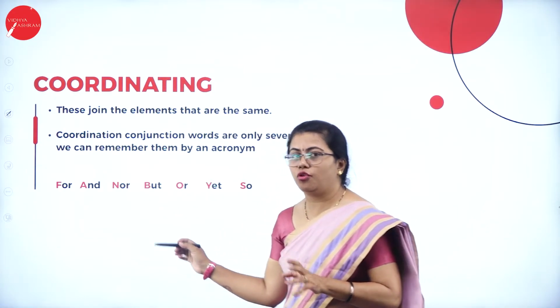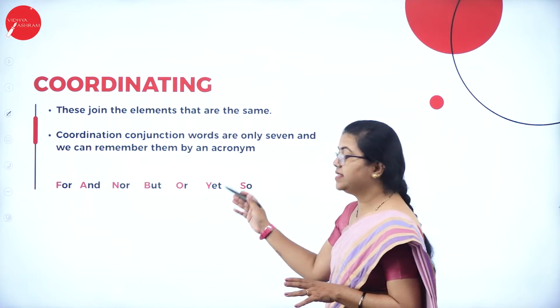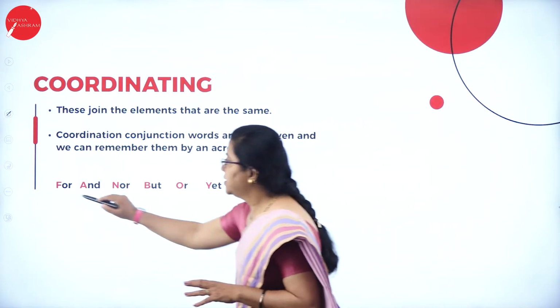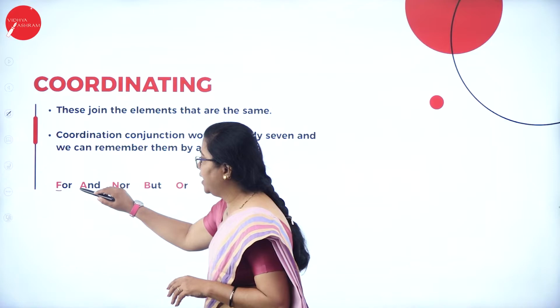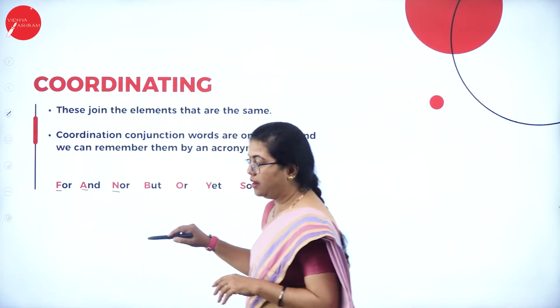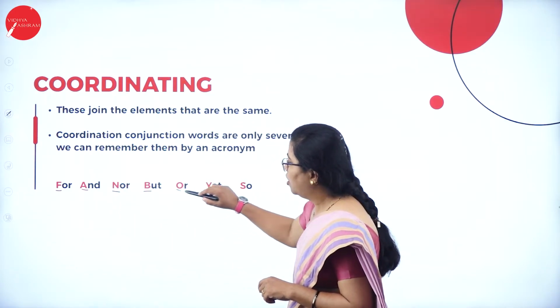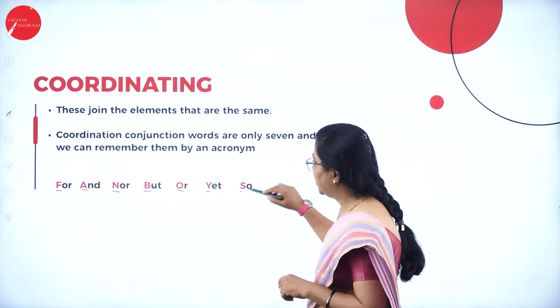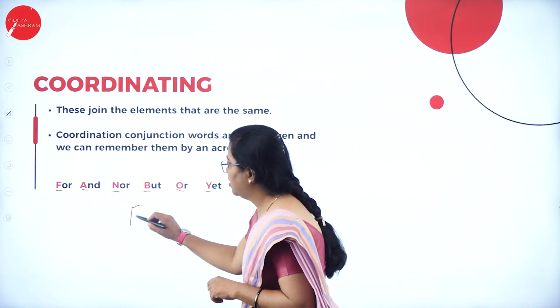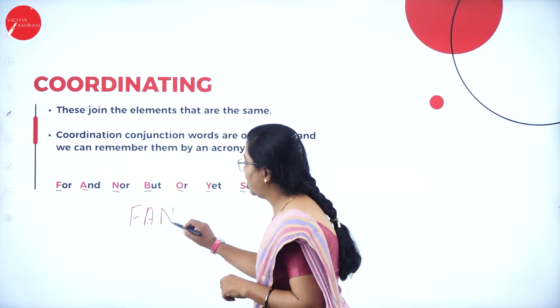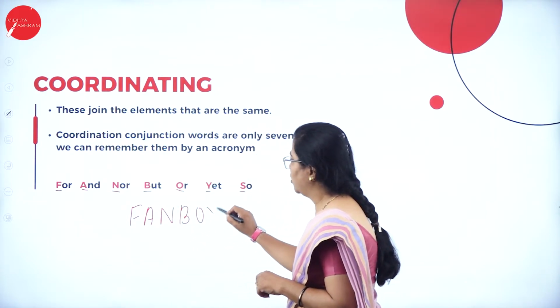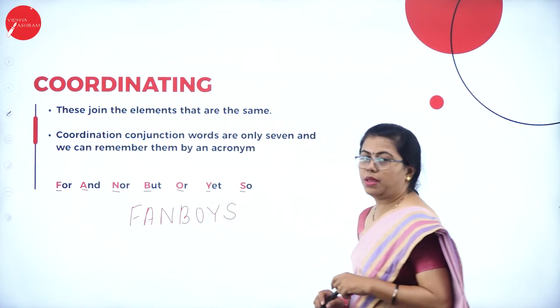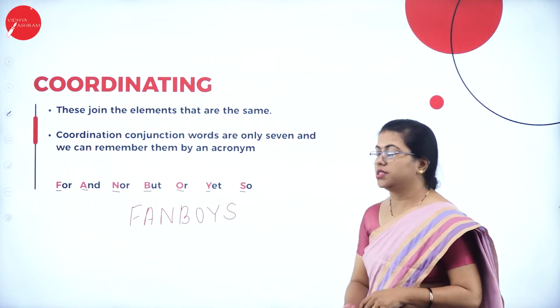You have very few coordinating conjunctions over here. You have only 7 coordinating conjunctions. That is for, that is F, and, A, nor, N, but, B, or, O, yet, Y, and so, S. So what does the acronym come out to? FANBOYS. Okay, it's easy for you to remember the coordinating conjunctions.